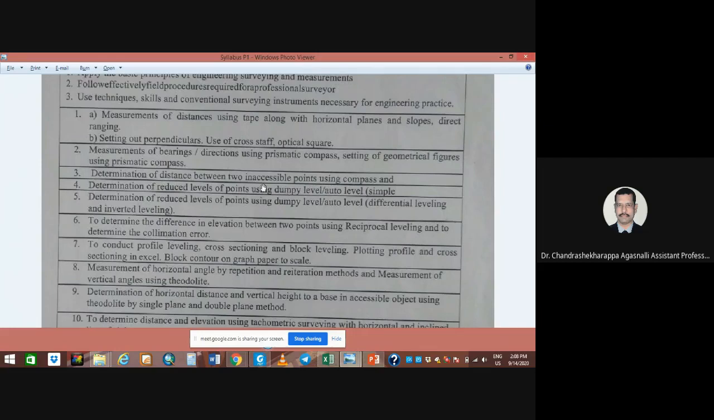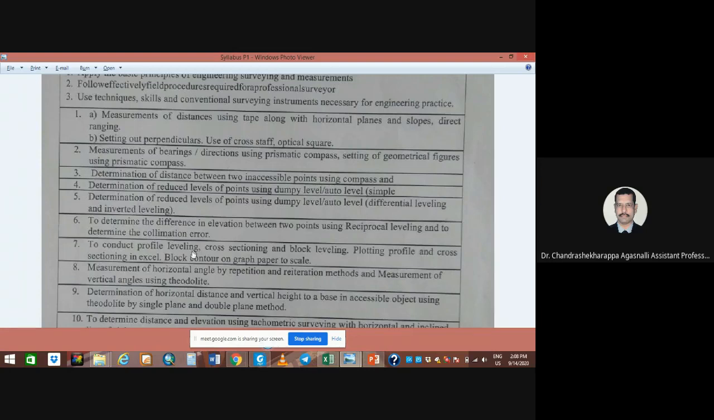The fourth one is the determination of RL, reduced level of points using the dumpy level or auto level. And the fifth one is determination of reduced levels of points using the dumpy level and auto level, that is with differential leveling and inverted leveling. And the sixth one is again elevation between 2 points, that's with reciprocal leveling, and the collimation errors. And seventh one is the block leveling.